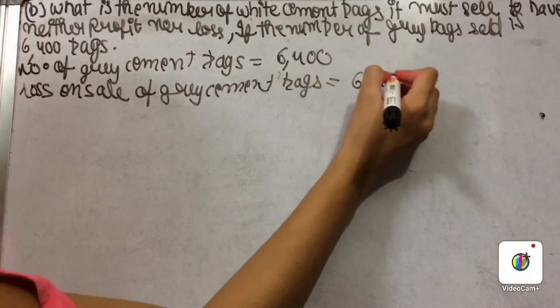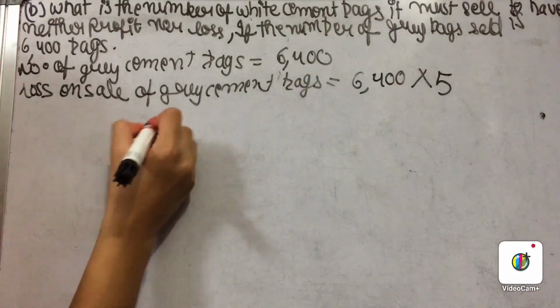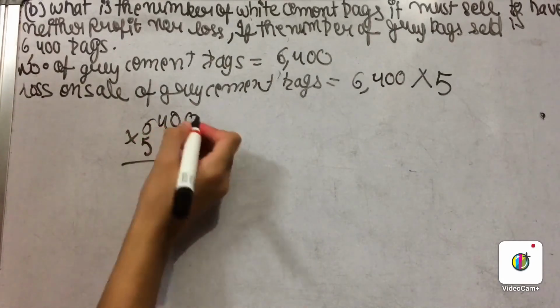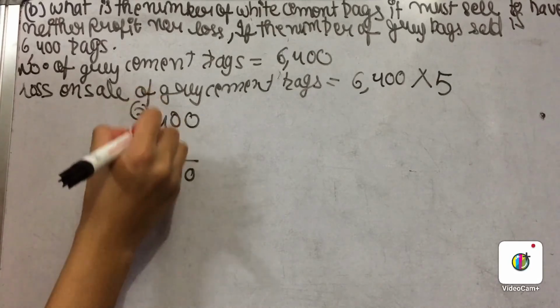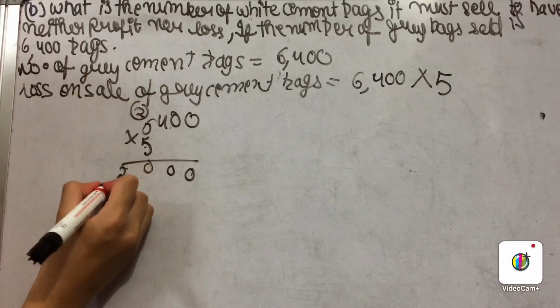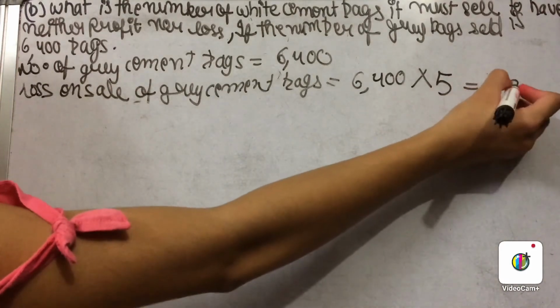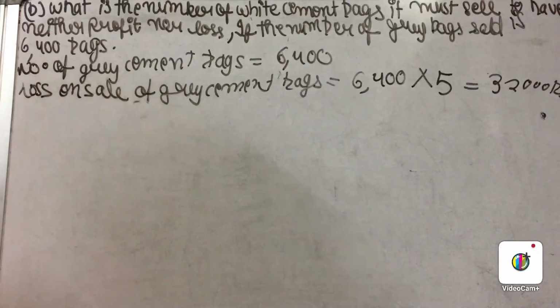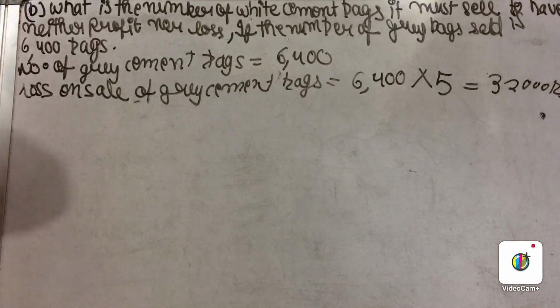What is the loss? Now, as we have read in the starting of the question, the loss made by the company by selling grey cement bags is 5 rupees each. So you will multiply 6,400 by 5. 5 zeros are 0, 5 zeros are 0, 5 fours are 20, 6 5s are 30, 31, 32. So this will be 32,000. So the loss is 32,000 rupees. So the loss made by the company by selling grey cement bags is 32,000 rupees.